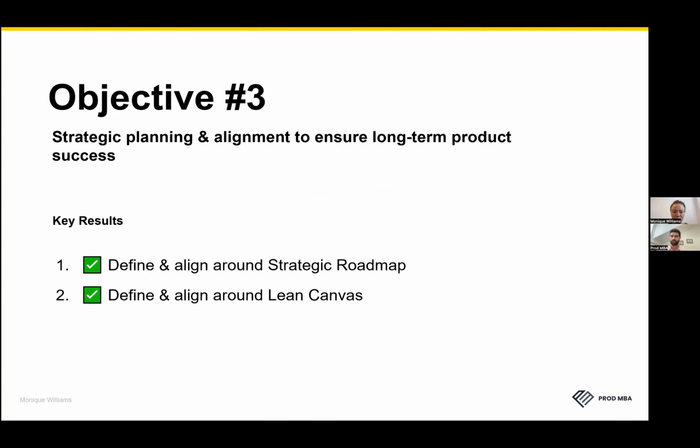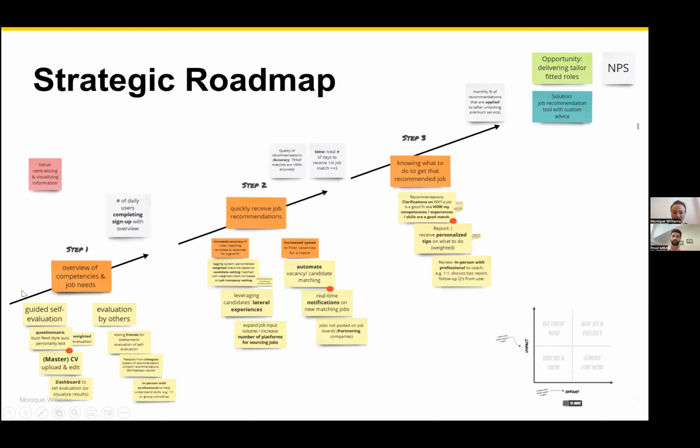So this is our objective number 3. And the key results here are that we want to define and align around the strategic roadmap as well as the lean canvas. So why strategic roadmap? Well, a common mistake that happens is that you put random, unconnected features on your roadmap that you then try to develop. With the strategic roadmap, however, we want to focus on a set of outcomes that you can see in orange that all have key metrics to ensure that we actually measure and know when we have achieved success.